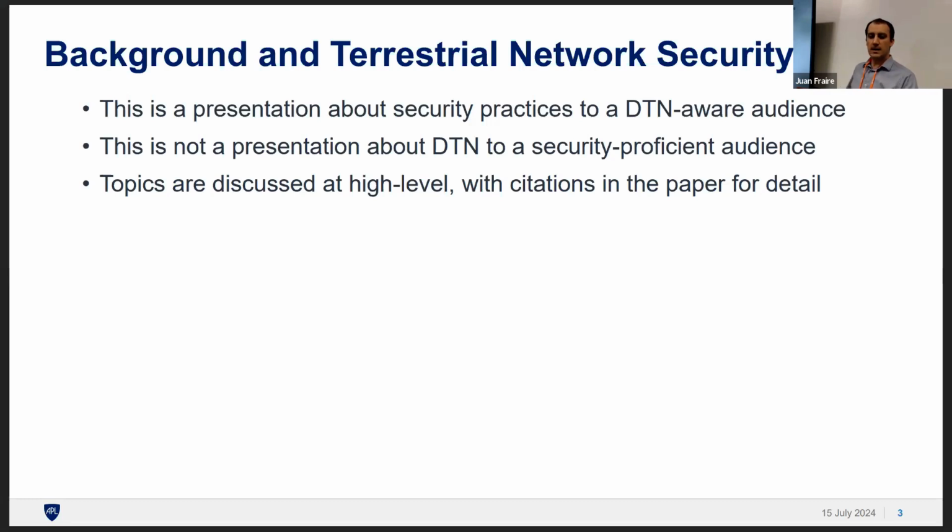And this is about security practices for a DTN-aware audience. This presentation is not about DTN for security folks. And these slides are going to cover things at a topic level, but the paper actually gets into more details. So I'd refer you to the paper for very specific things about how things can fit together.